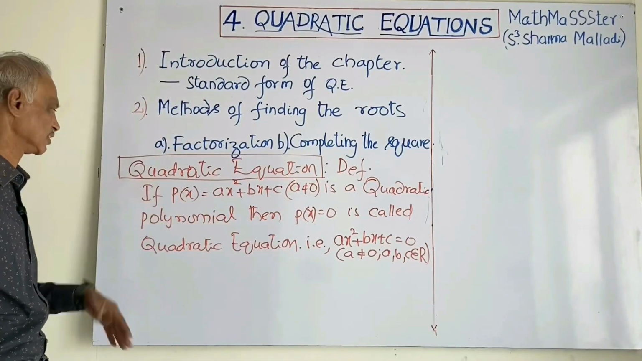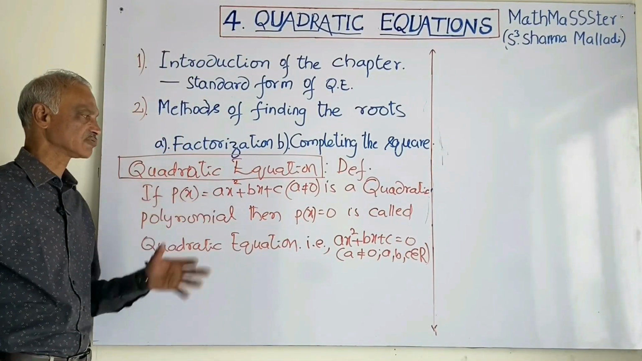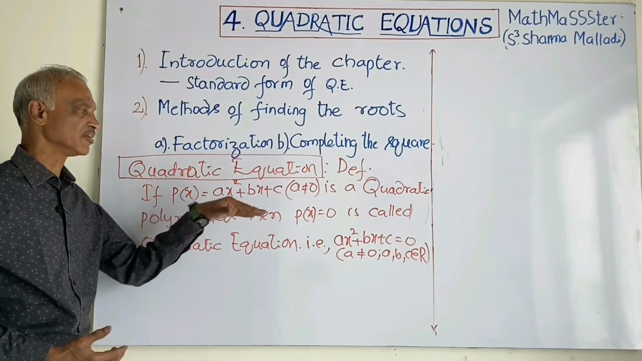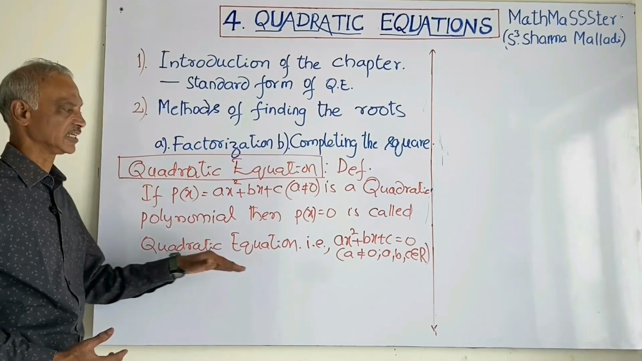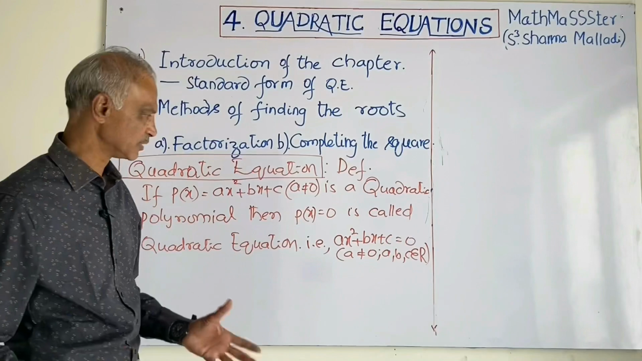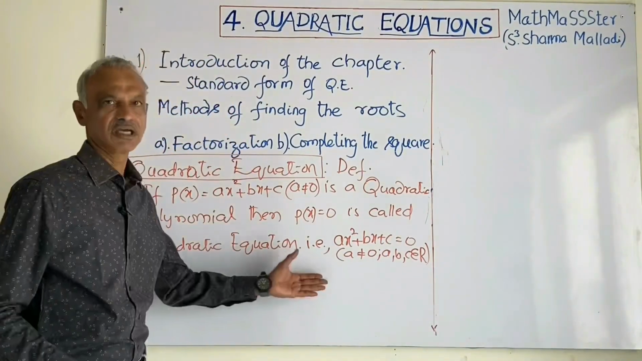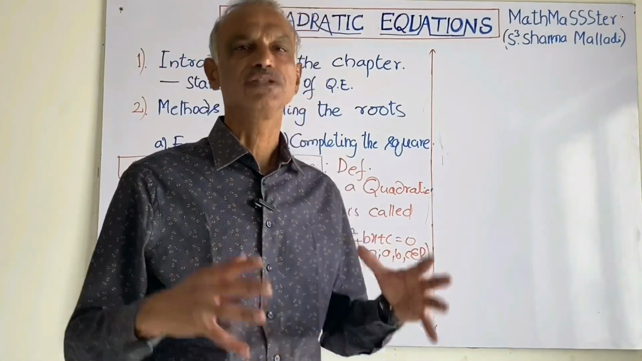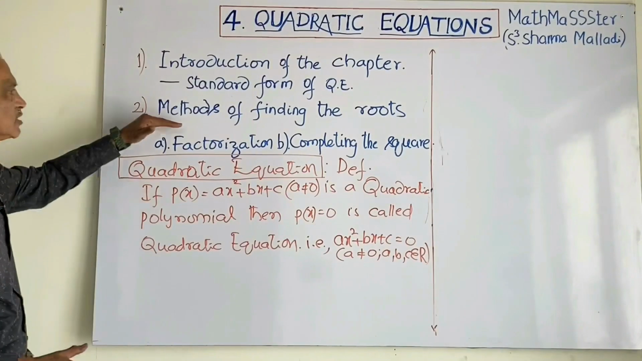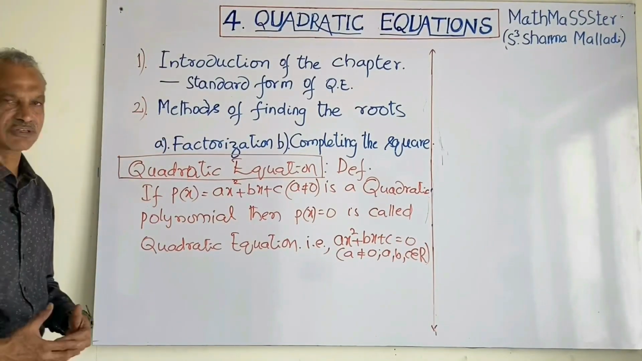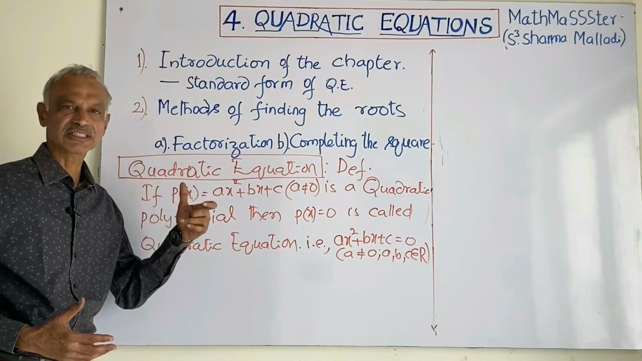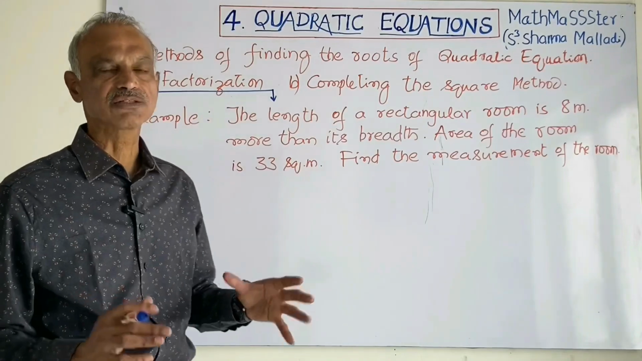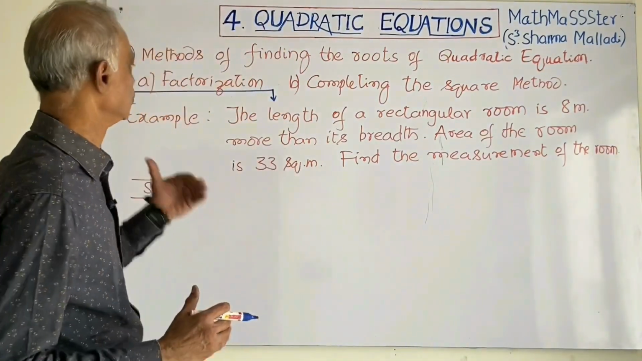Quadratic equation definition. If p of x is equal to ax square plus bx plus c, a is not equal to 0, is a quadratic polynomial, then p of x is equal to 0 is called a quadratic equation. That is ax square plus bx plus c is equal to 0. A quadratic polynomial becomes a quadratic equation when the polynomial p of x is 0. Next, I will take methods of finding the roots of this quadratic equation by factorization and completing the square. Now, methods of finding the roots of the quadratic equation. I will take one example so that you can understand how to do factorization.